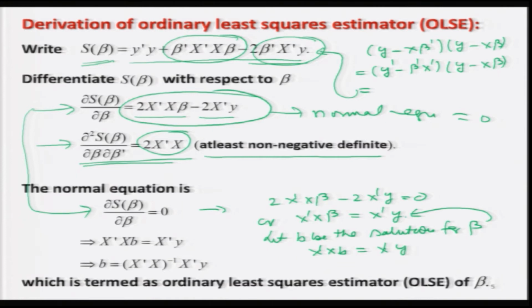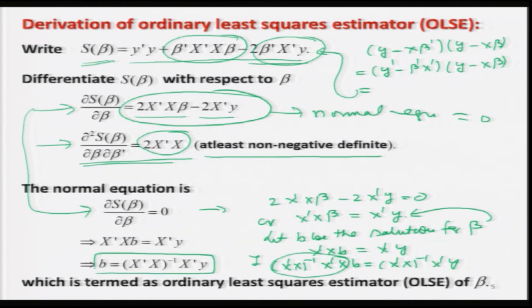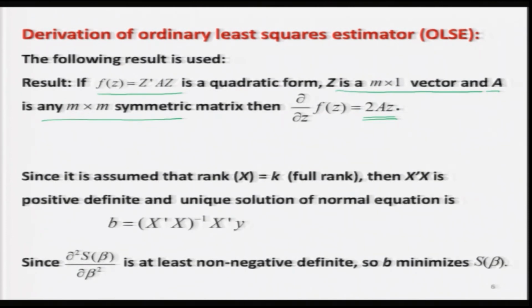So, what can I do? I can pre-multiply by X transpose X inverse on both the sides. So, this will become X transpose y, and this part becomes the identity matrix I. So, this b will come out to be X transpose X whole inverse X transpose y, which we have obtained, which is called the ordinary least square estimator, right.